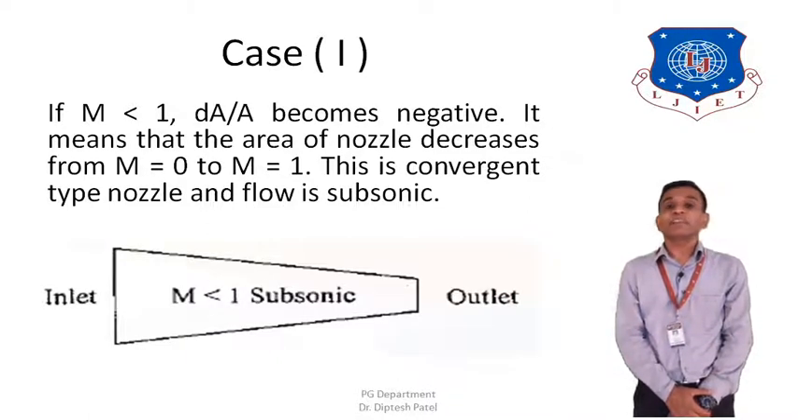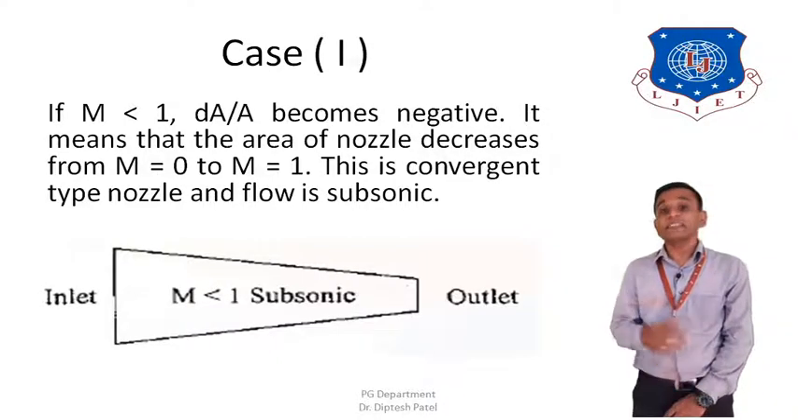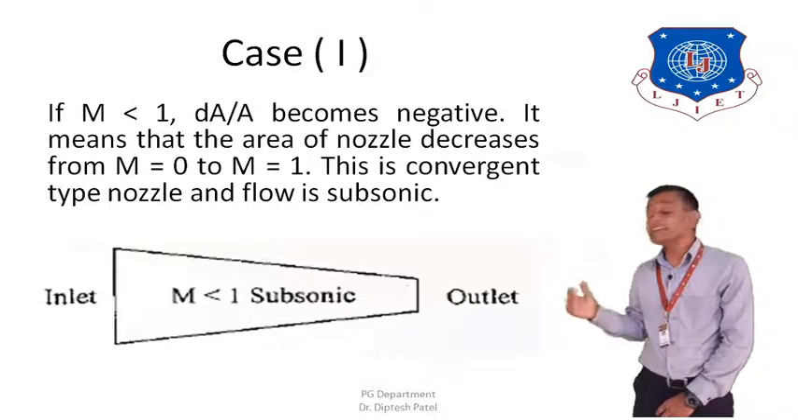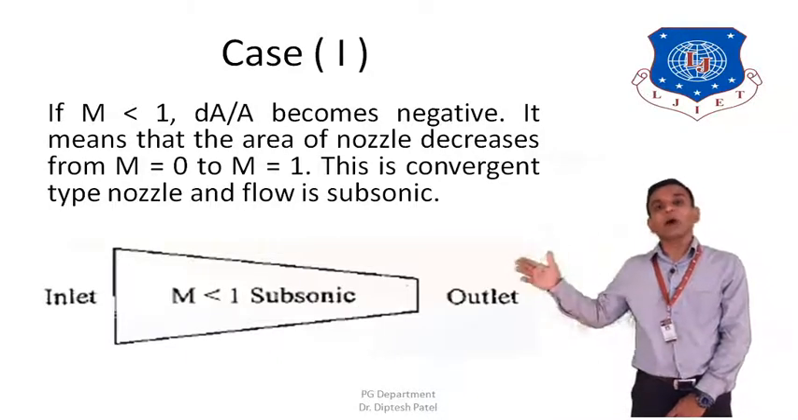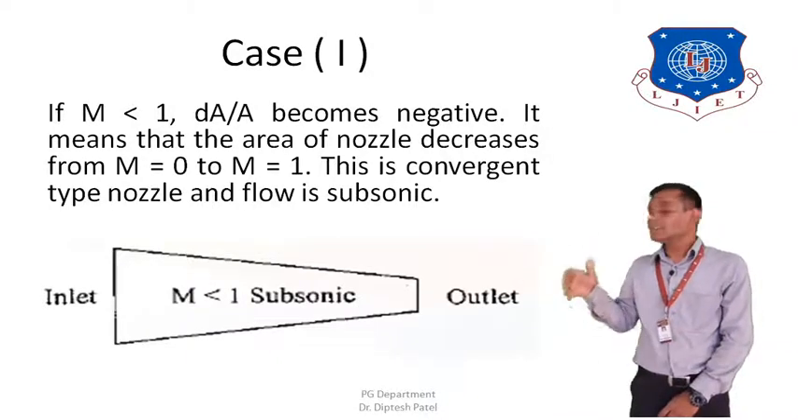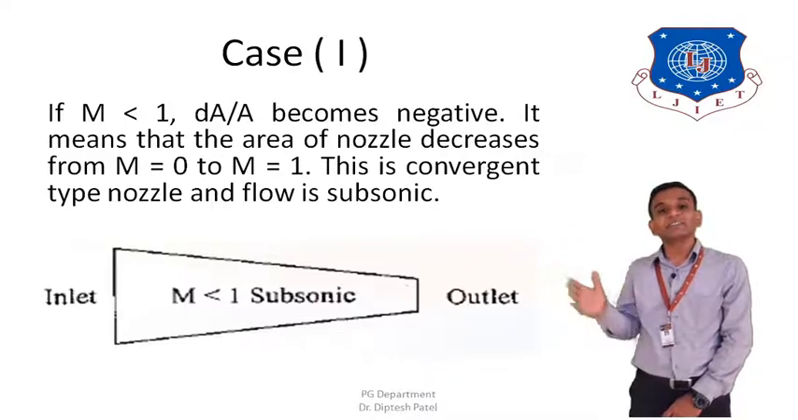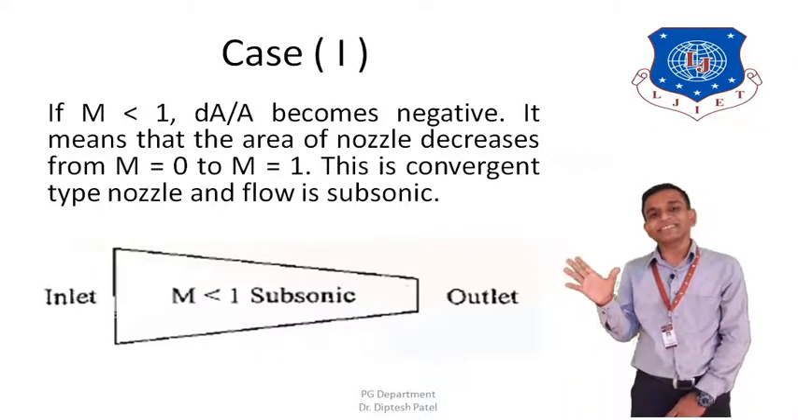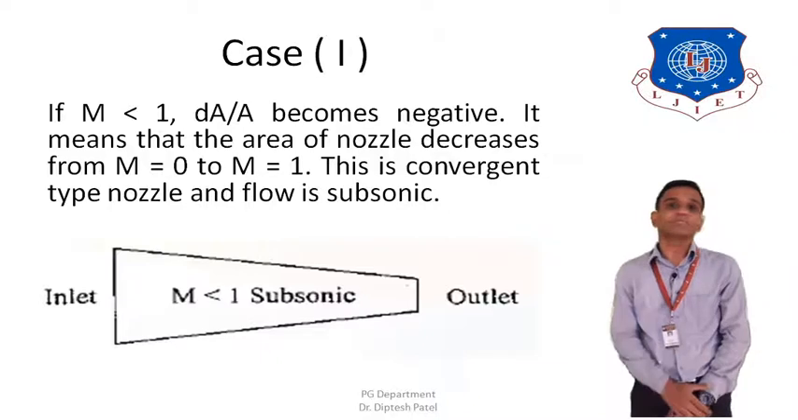Now here the ratio dA upon A becomes negative. That means the area of the nozzle is decreasing from inlet to outlet section, and therefore this is a convergent nozzle, and the overall flow which takes place in the nozzle is subsonic.